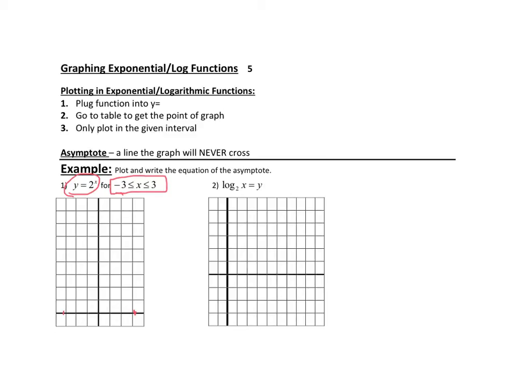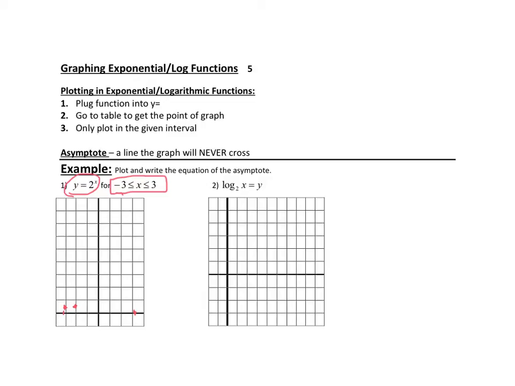So if I type it into my y equals and then go to second graph, which will give me my table and my values, most of the time they are small, so you just want to make sure you get as close to the value as you can. So the first point is -3 and 0.125, so that's going to be really close to the x-axis. -2 and 0.25.